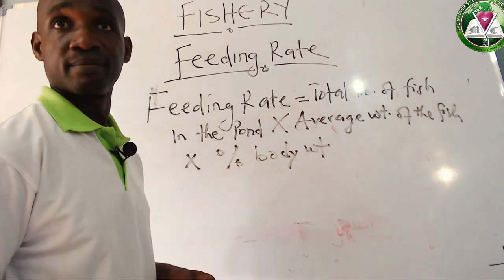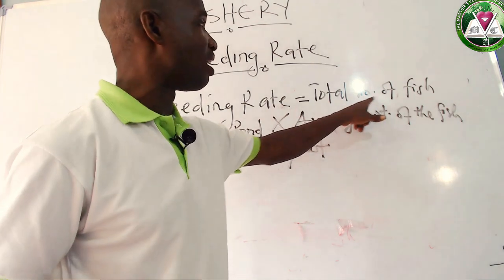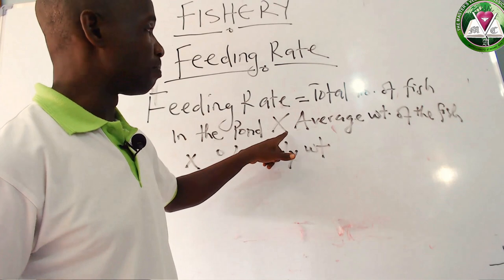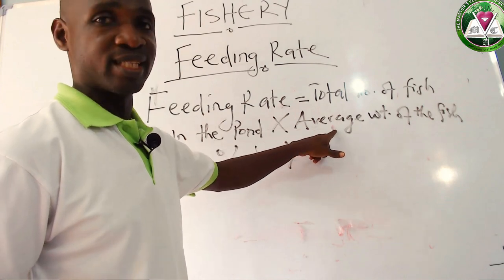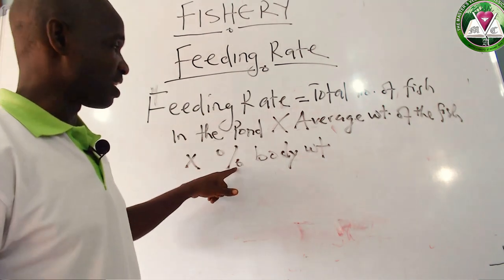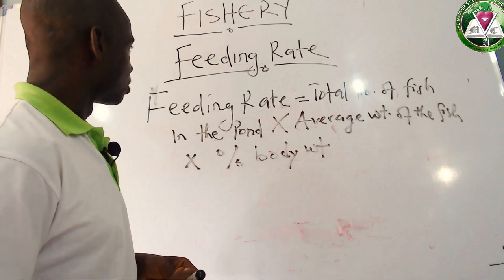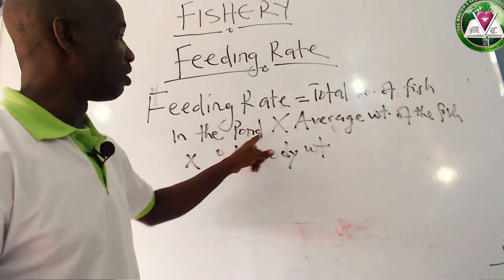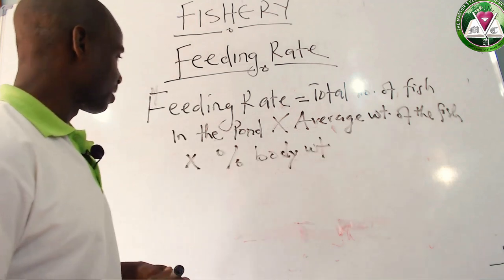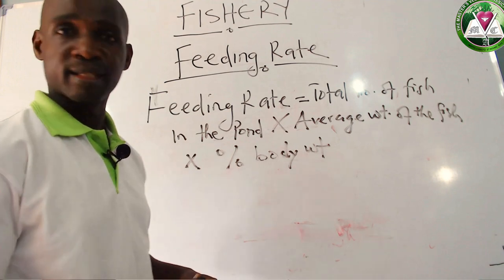Feeding rate is defined as the total number of fish in your pond multiplied by the average weight of the fish times the percentage body weight. Total number of fish in your pond times average weight of the fish multiplied by the percentage body weight.